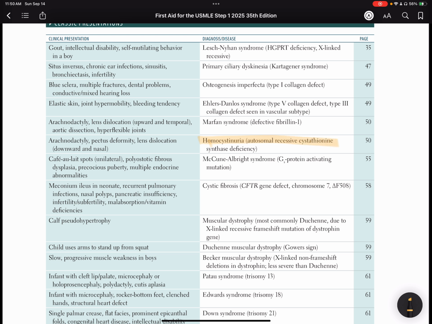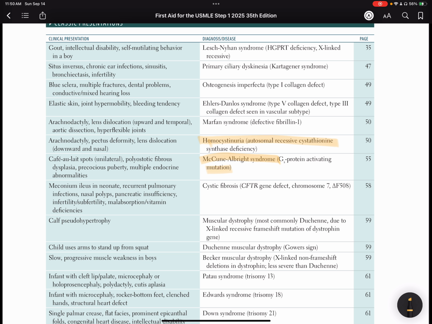Next is cafe au lait spots unilateral, polyostotic fibrous dysplasia, precocious puberty, multiple endocrine abnormalities: McCune-Albright syndrome. McCune-Albright syndrome is a GS protein activating mutation, and clinical presentation is cafe au lait spots unilaterally, polyostotic fibrous dysplasia, precocious puberty, multiple endocrine abnormalities.